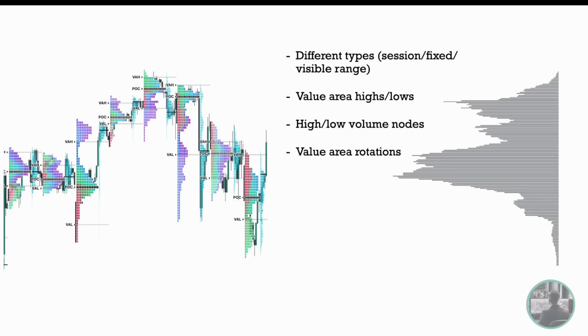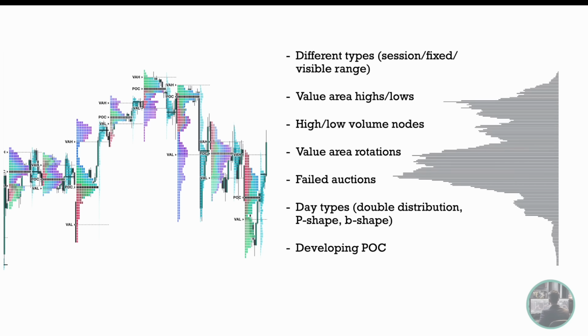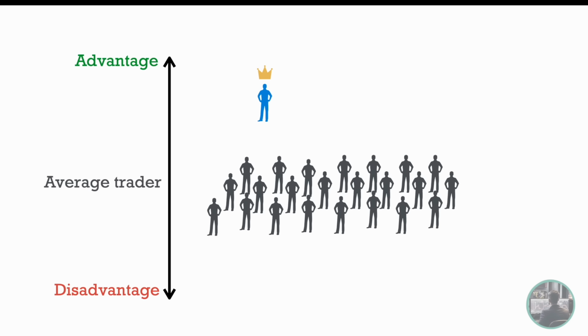There are tons of different ways to trade the volume profile, just as there are tons of different ways to trade price action patterns. You have different types of profiles, value area highs and lows, high volume nodes and low volume nodes, value area rotations, failed auctions, different day types, developing POC retests, and a whole bunch of other things. Now, if you take a look at this, you start to see what the problem is. It's extremely complicated. And remember, complexity is the enemy.